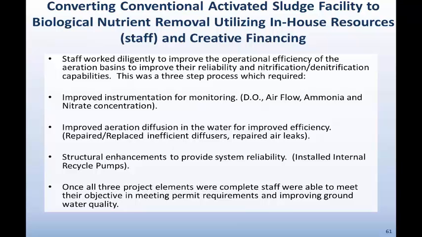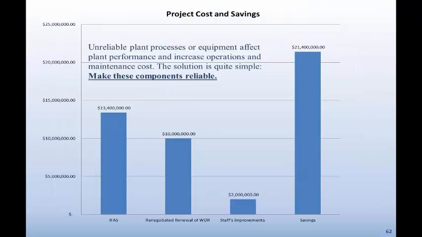Our total nitrogen went from 14 milligrams per liter to 8 milligrams per liter. So one of the things that I always tell staff here is that unreliable plant process or equipment affects plant performance and also increases operations and maintenance costs. So when you have something like this, the solution is quite simple. Make these components reliable.